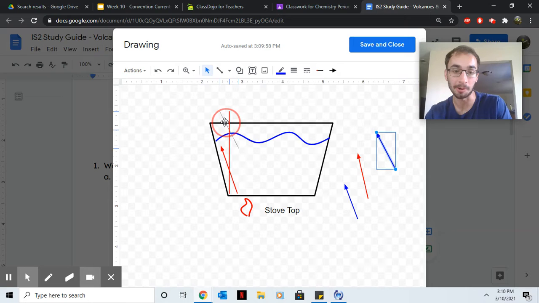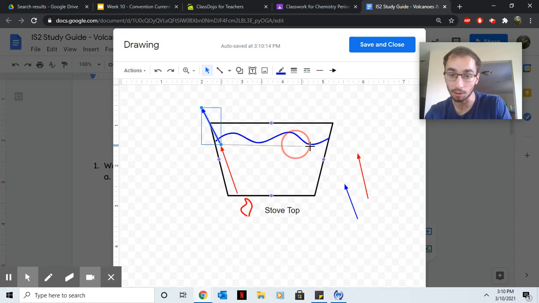So grab a blue arrow and connect it to the red one. But it's not going to go up. It's going to get pushed over because all this hot water is going up. It's going to push that cold water to the right, to the rest of the pan.